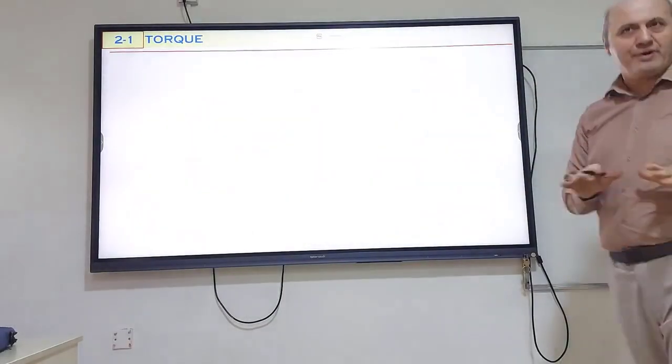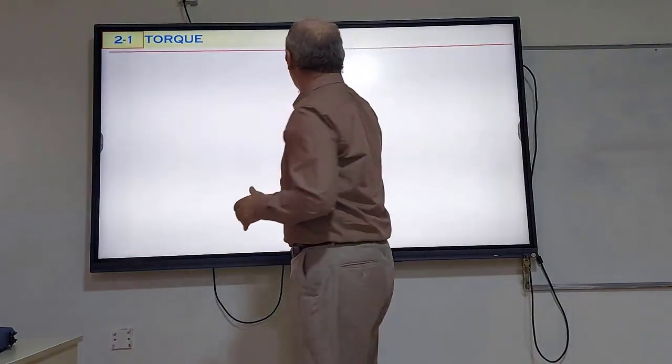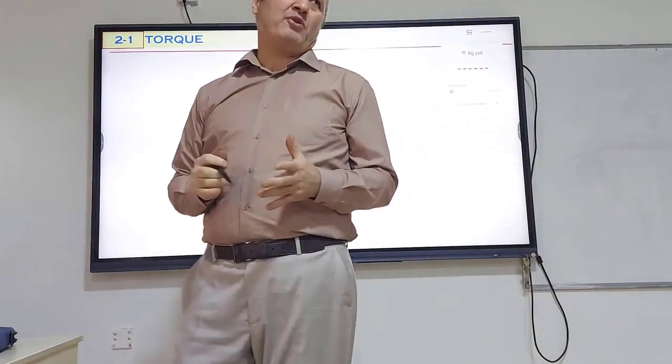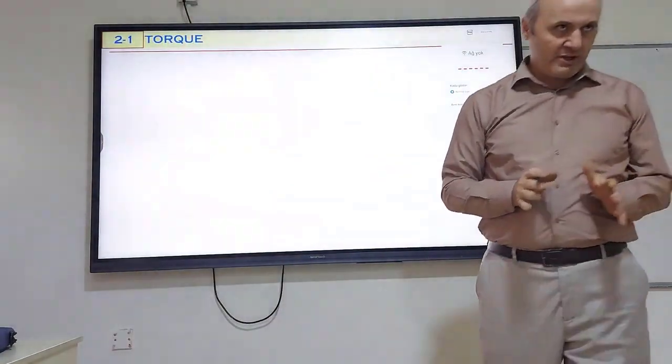I will give a quick revision about Chapter 2. Chapter 2, we are going to start with the definition of the torque. What is torque? But before that, let's remember what is point mass of an extended object.